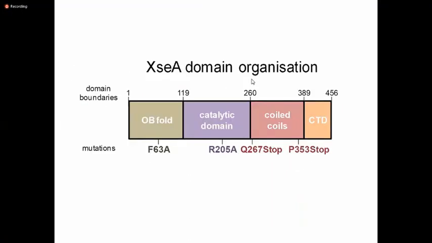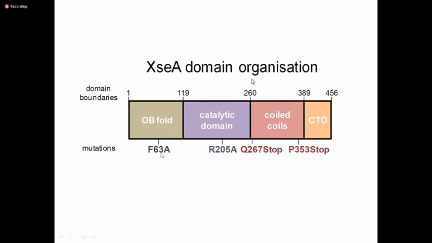So the domain organization of XSEA looks like this. It has 4 domains: the OB fold domain, which is responsible for DNA binding; the catalytic domain, which is responsible for the catalytic reaction of the enzyme, basically the XSEA function; the coils domain, which is responsible for binding the smaller subunit of exonuclease 7, which is XSEB; and finally the C-terminal domain.